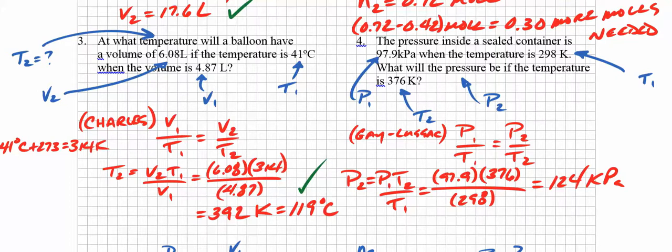Gay-Lussac says that there's a relationship between pressure and temperature, and this is that relationship. It's a direct relationship. P1 over T1 is equal to P2 over T2. As temperature increases, pressure increases, assuming that volume remains constant. Now we're solving for P2, so we say P2 is equal to P1 times T2 over T1. Now let's plug in. That's equal to 97.9 times 376 divided by 298. When we do that, multiplication on top, divided by the 298, we get 124 kilopascals. That's our P2. 124 kilopascals, and that'll do it for number 4.